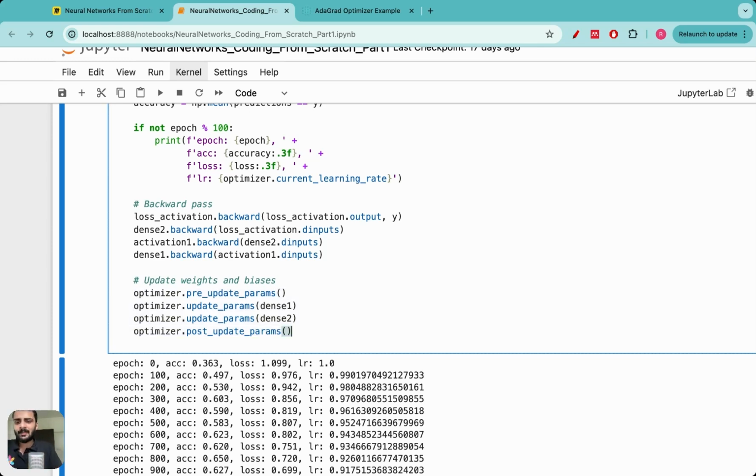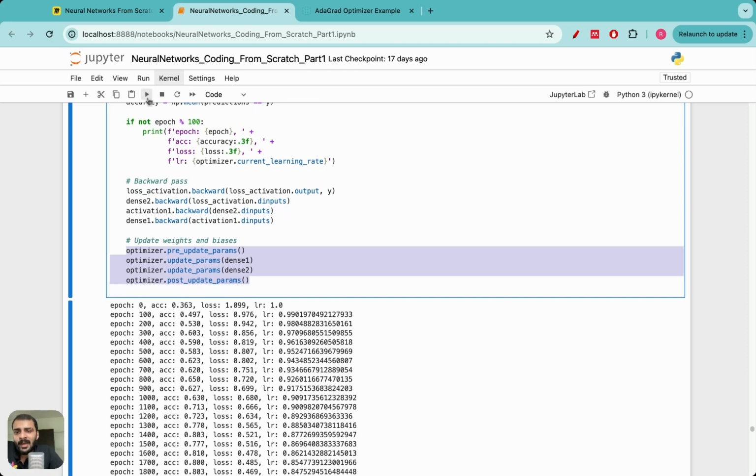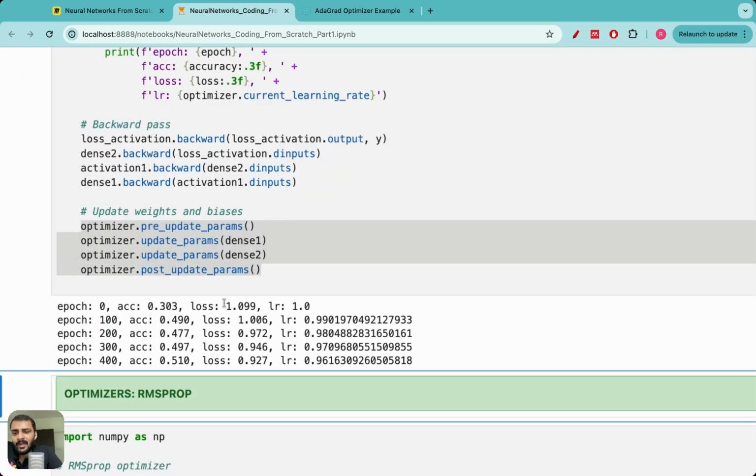So basically what's happening in these four lines is that every weight or bias is getting updated by its own learning rate, which is determined by the cache value which it is storing for that particular weight or bias. Now I'm going to run this piece of the code and let us actually track the epoch and the accuracy.